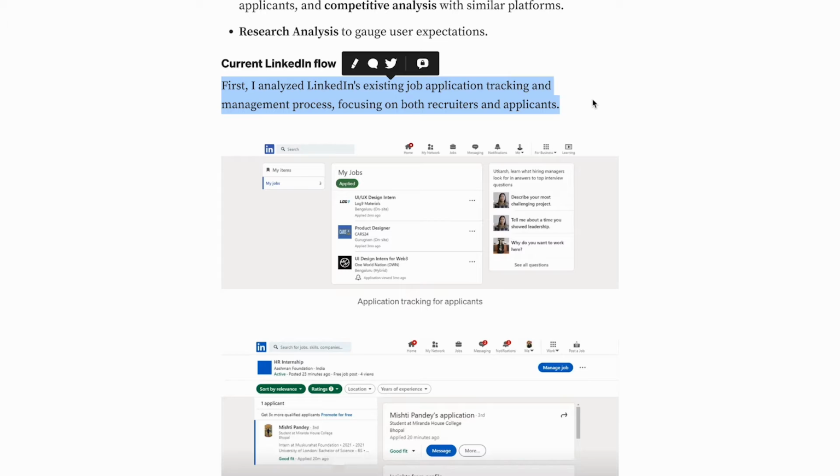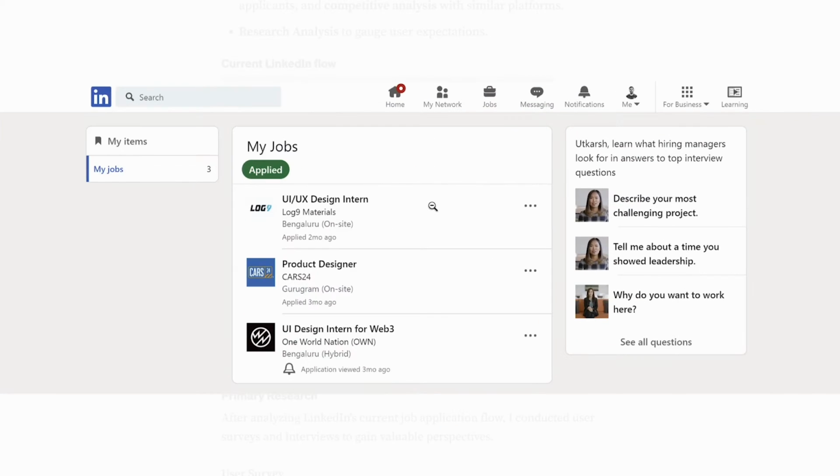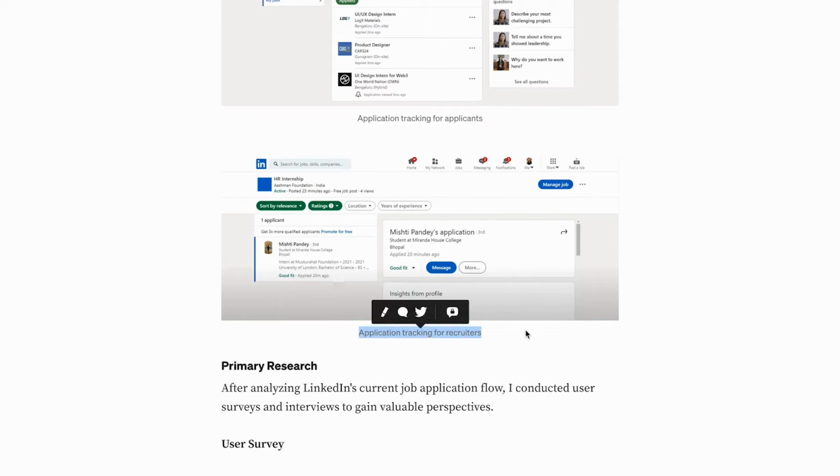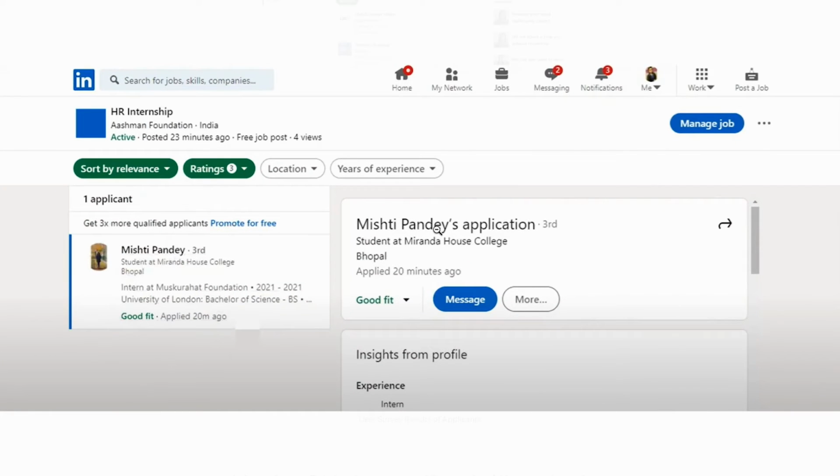There are lots of steps. That is the current flow, right? And talk about how LinkedIn plays a factor in that user flow. This one screen is not a user flow, all right? Now here it says application tracking for recruiters. So basically this is the recruiter side, all right?